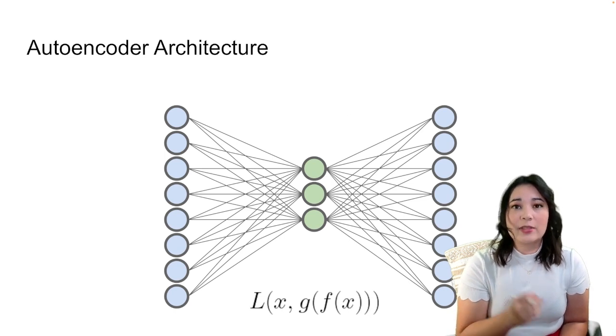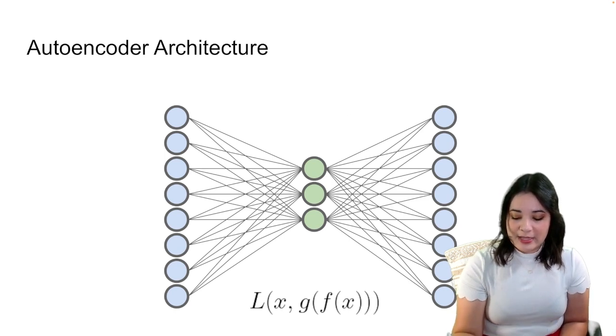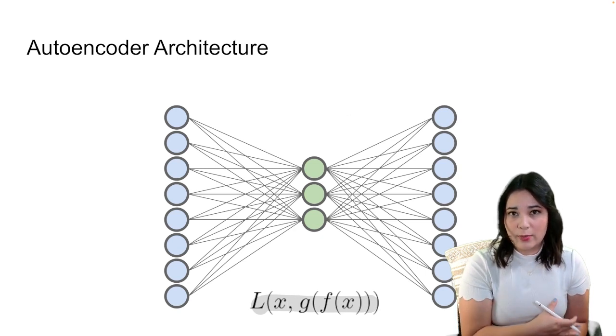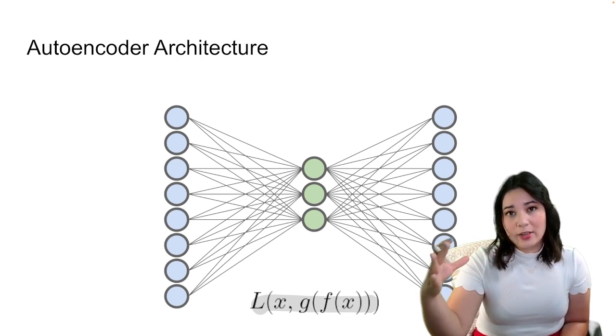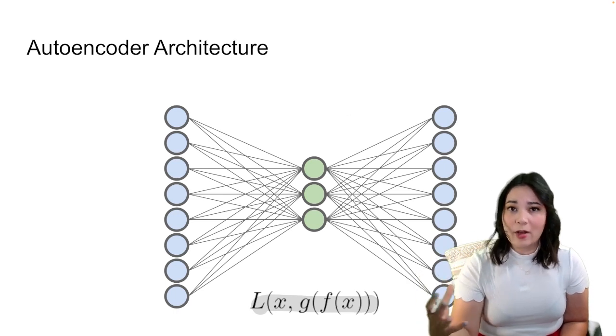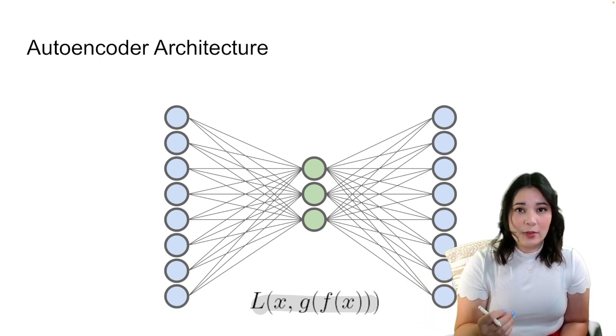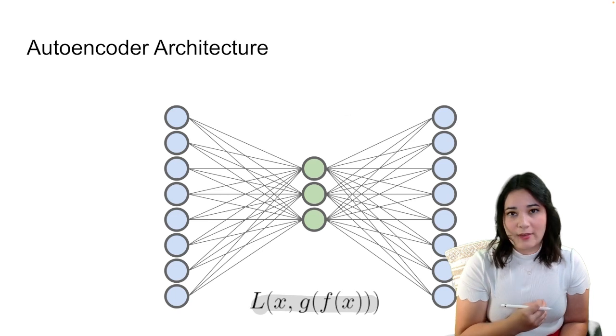Autoencoders are trained using reconstruction loss. Basically, our loss function is just looking at the difference between our original input and our compressed and then uncompressed or reconstructed output. If our output is similar to our input, then we've learned a really effective way of compressing our data, and therefore the hidden representation will hopefully be useful.